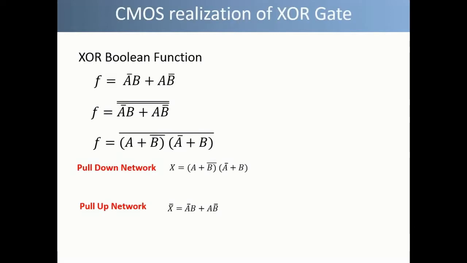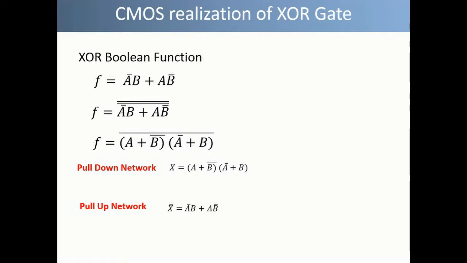The XOR Boolean function can be represented as A complement B plus AB complement, and this is a non-inverting function. To make it an inverting function, we put double complement over it. Now applying the first complement and simplifying the terms, we get F equal to (A plus B complement) and (A complement plus B) whole complement. So this becomes an inverting function now.